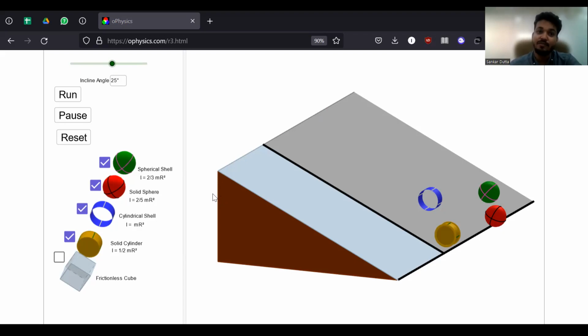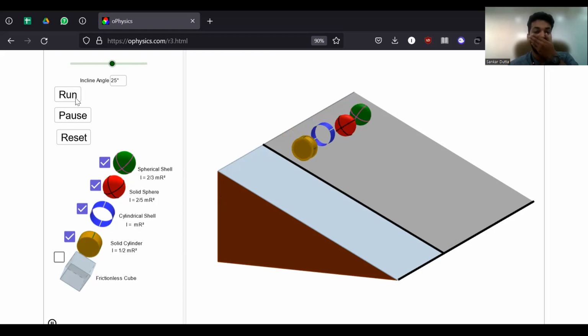Now, in terms of moment of inertia, how do you explain this? That's what we are going to talk about. But remember this result. Let me repeat one more time.